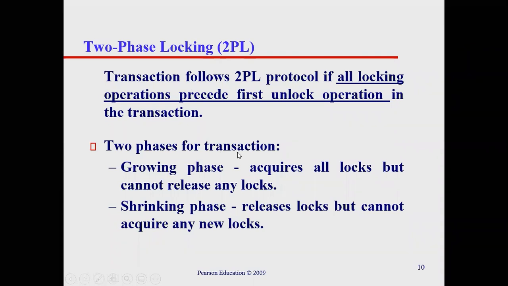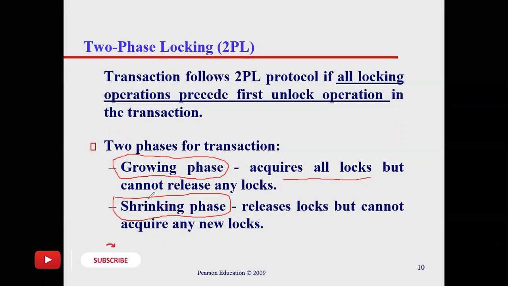Two-phase for a transaction means there are two phases in locking. One is called the growing phase, another is called the shrinking phase. So what is a growing phase? The growing phase acquires all locks, but cannot release any lock.